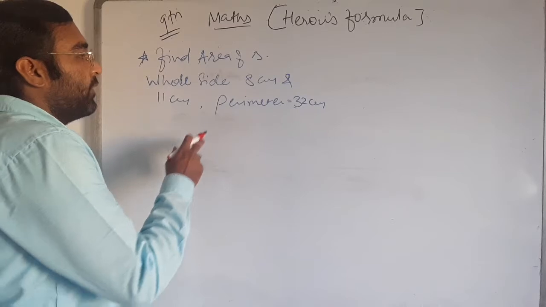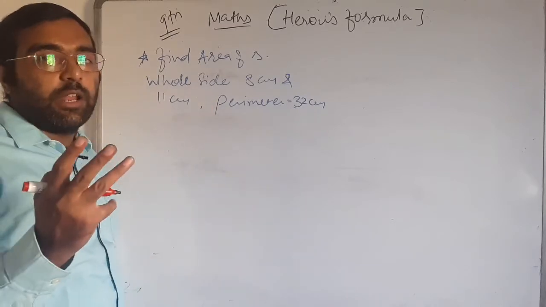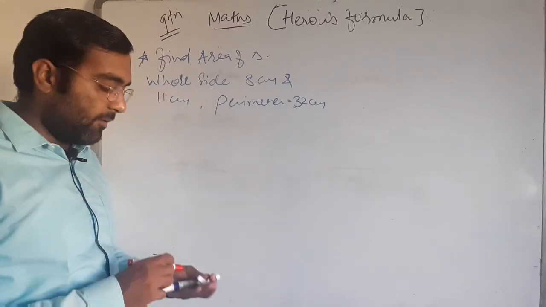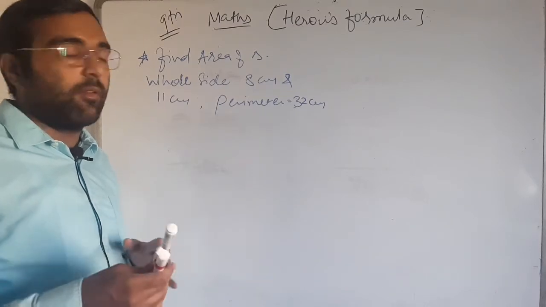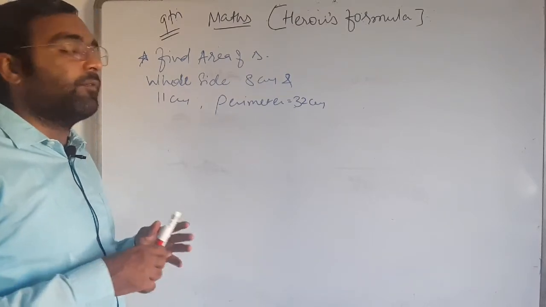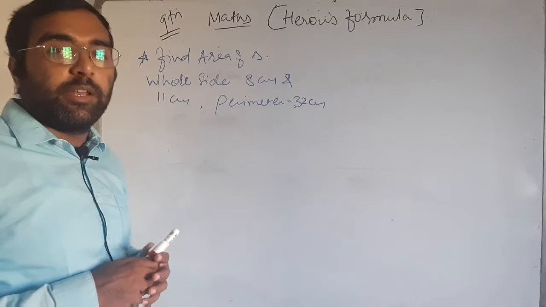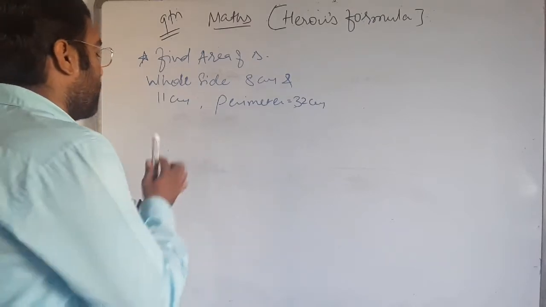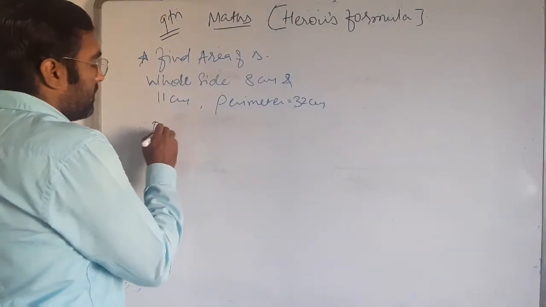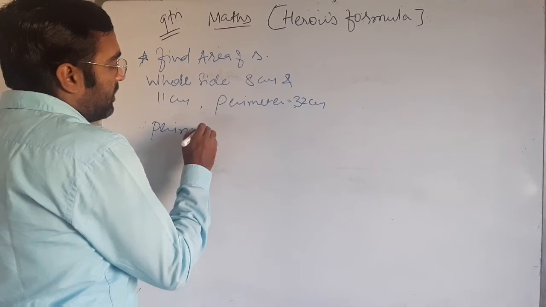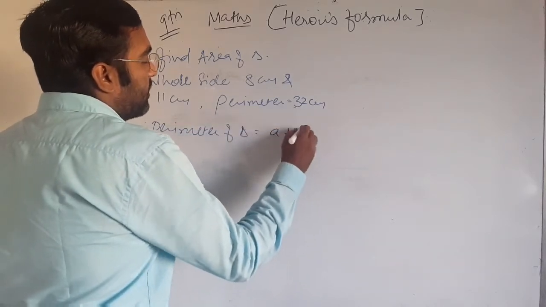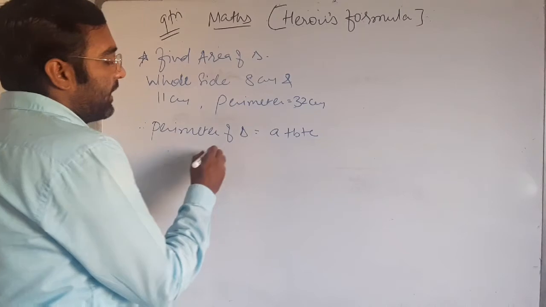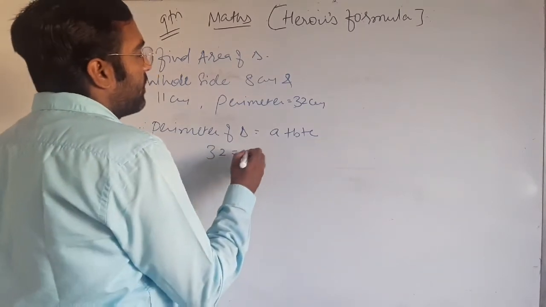First of all we want the three sides of the triangle, as per Heron's formula. So first we have to find the third side from the perimeter. The perimeter of a triangle is a plus b plus c, and that is 32.